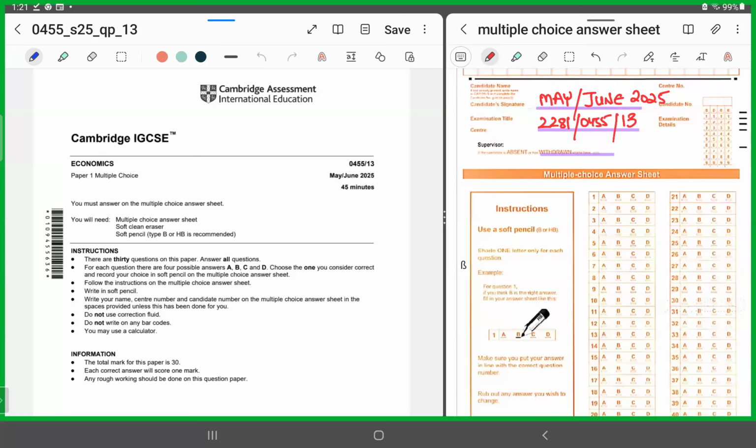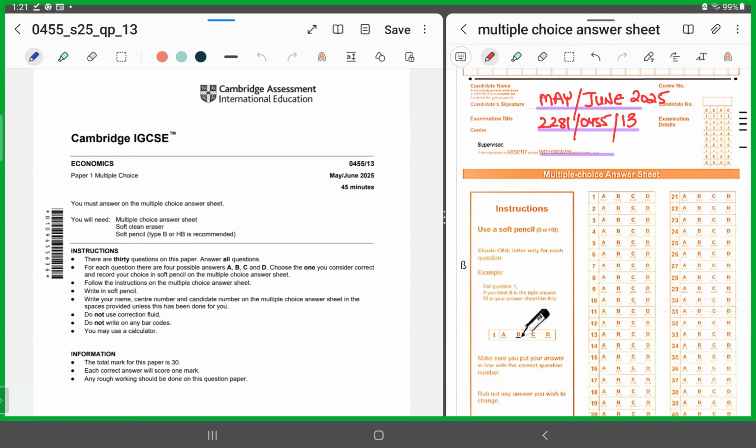How is everybody doing? Well, today I brought for you all May-June 2025 0455 variant 13. We'll be looking at MCQs today. So let's quickly dive into the paper.